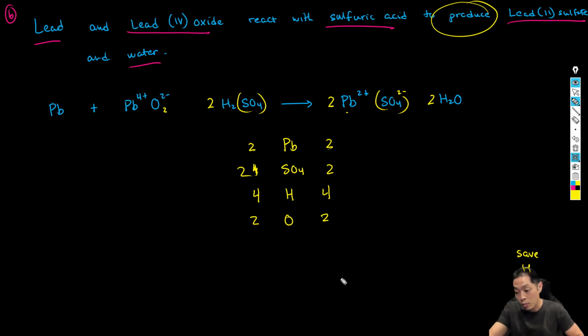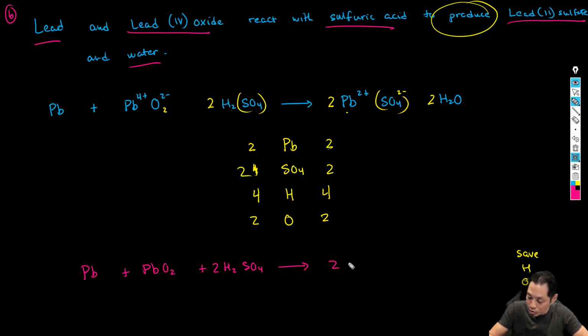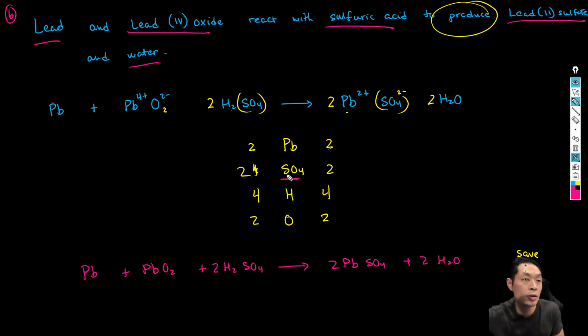So there we go. We have lead plus lead oxide yields, oh, I forgot one, plus sulfuric acid, or else it won't do anything. 2 of them will give us 2 lead sulfate plus 2 H2O. Okay, so there is my balanced equation, and we did it this way. And like I said, if you can keep the polyatomic ion together, it makes it a little bit easier if you do that.